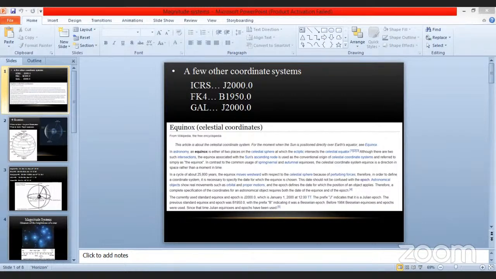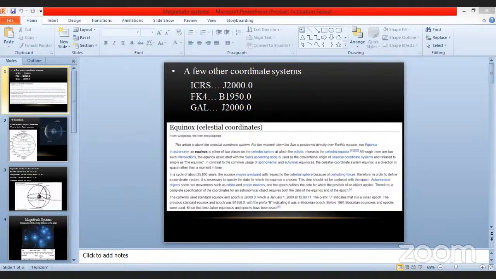This ICRS is the International Celestial Reference System, and this GAL is Galactic Celestial Coordinates. Both of these coordinate systems use the same Julian 2000 epoch, so that they get exact, accurate coordinates of a star in terms of RA and Dec.